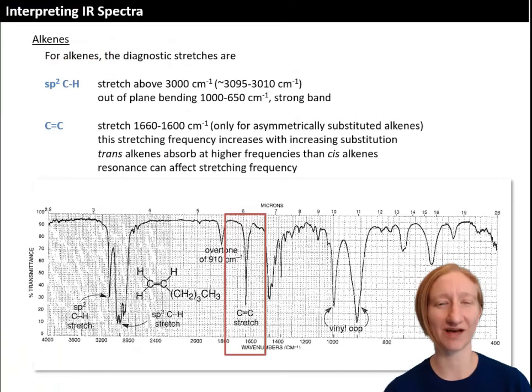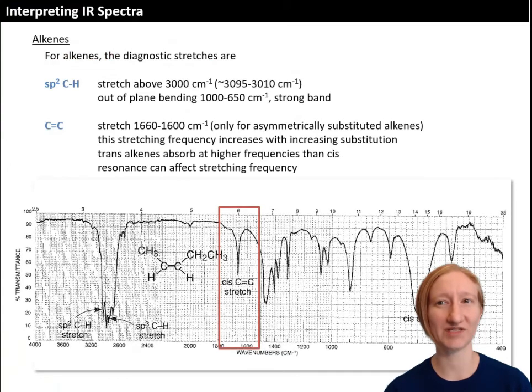Alkenes will also have a carbon-carbon double bond stretch, but this stretch will only be visible for alkenes that are very asymmetric, where one side of the alkene is very different from the other side. That means that internal alkenes, like the one shown here, will have weaker carbon-carbon double bond stretches than terminal alkenes, like the one we saw on the last slide.